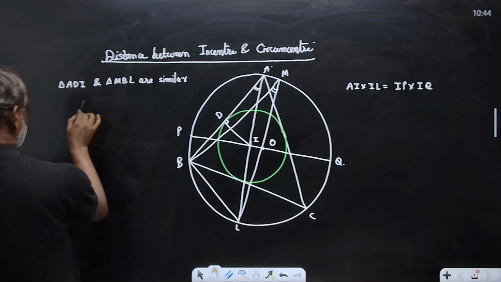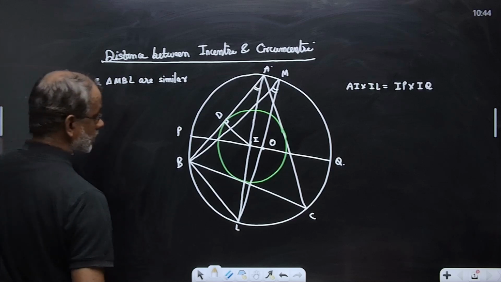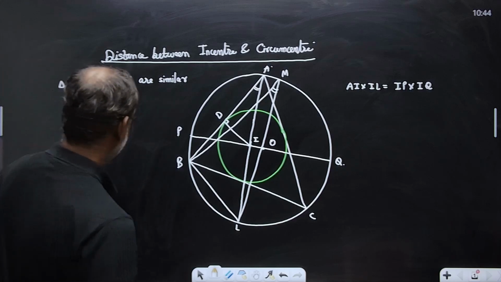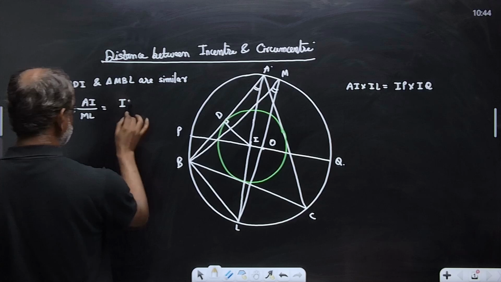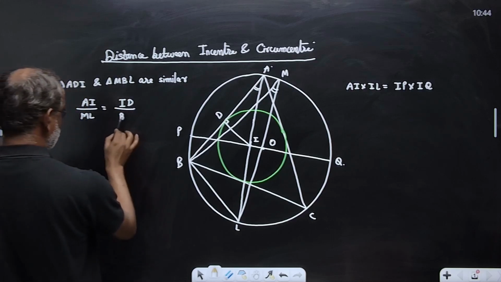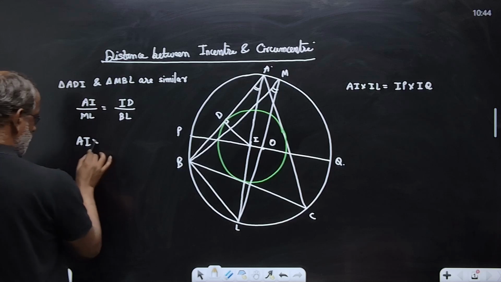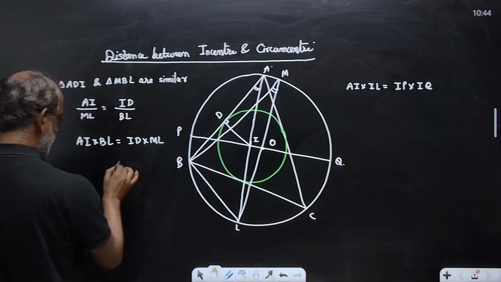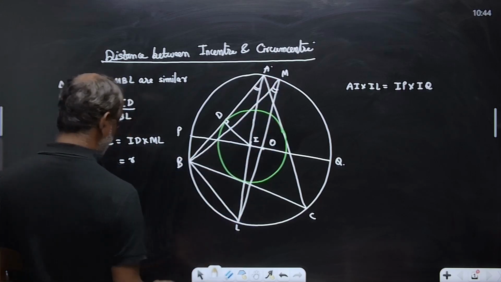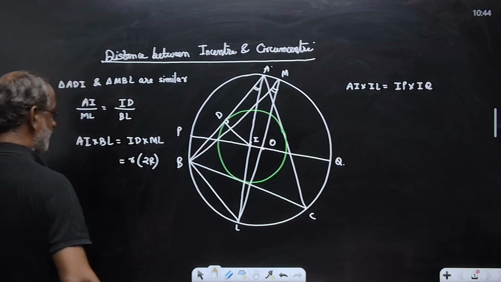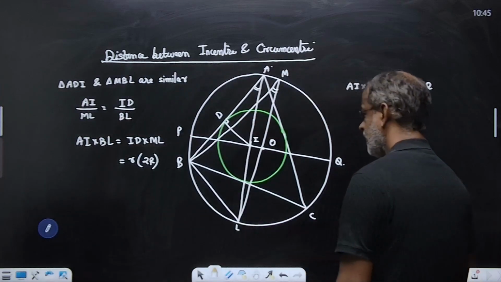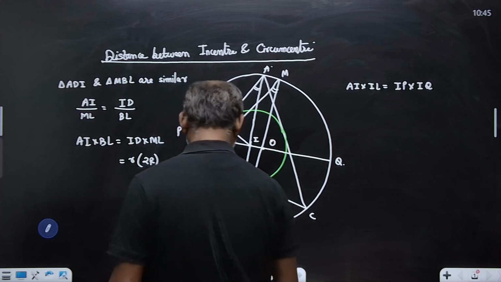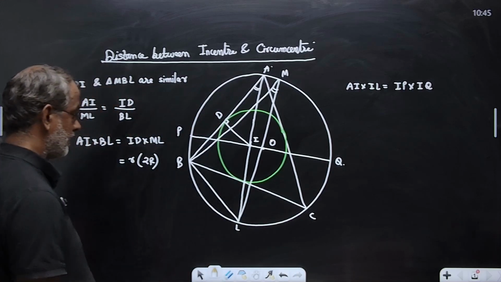AI is opposite to the 90 degree angle, and ML is opposite to the 90 degree angle in MBL, so AI upon ML is equal to ID upon BL. So AI into BL is ID into ML. What is ID? Small r. What is ML? This is the diameter, 2R. So what is left is to determine the relation between BL and IL.